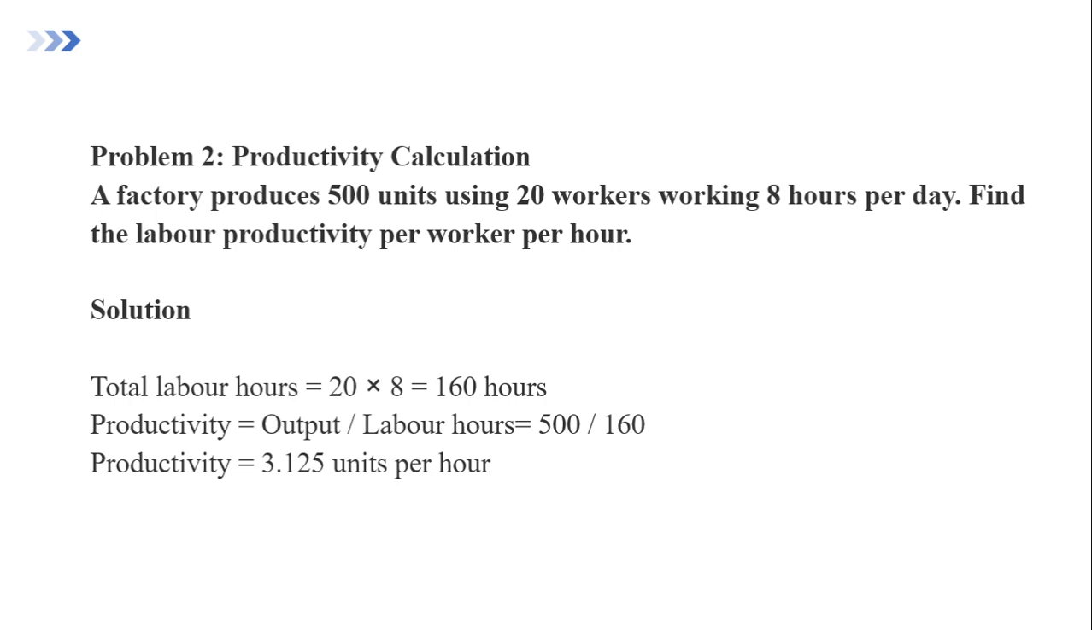Then the productivity can be calculated as the total output divided by the labor hours. It means the output is 500 units of production divided by 160. So the productivity is 3.125 units per hour.